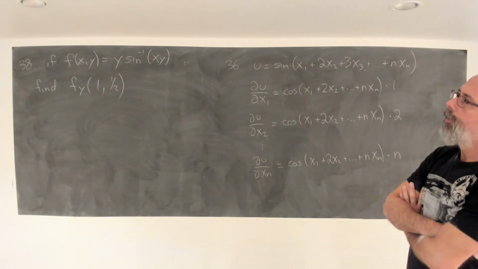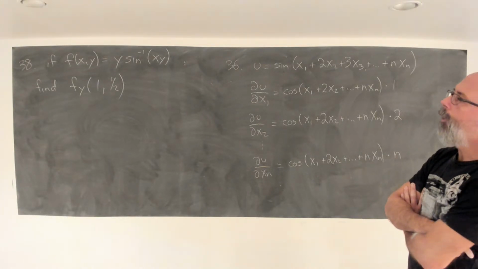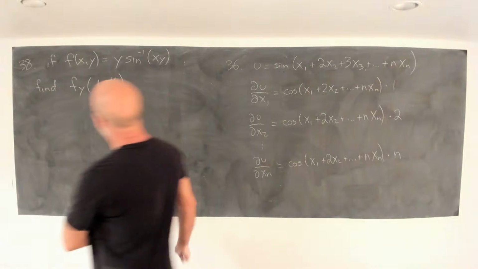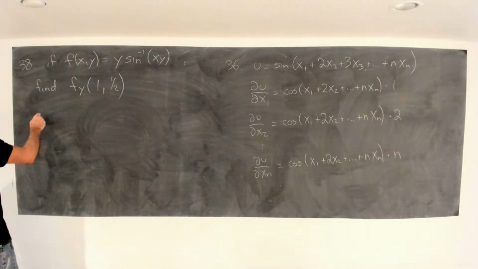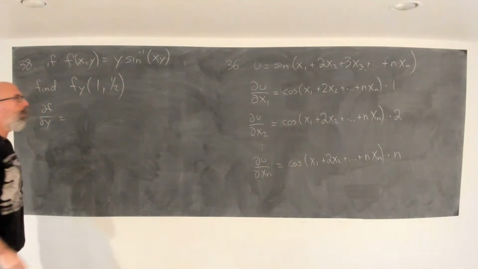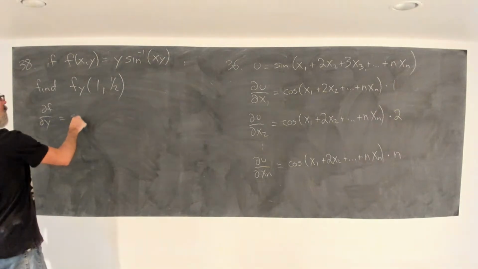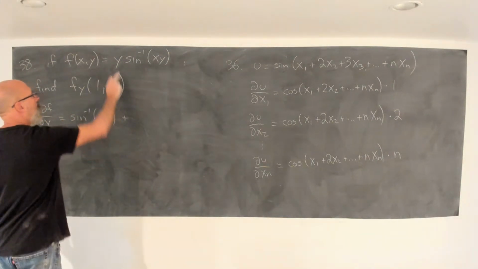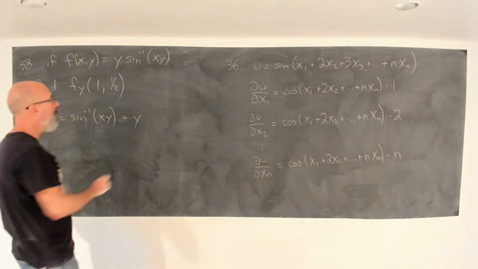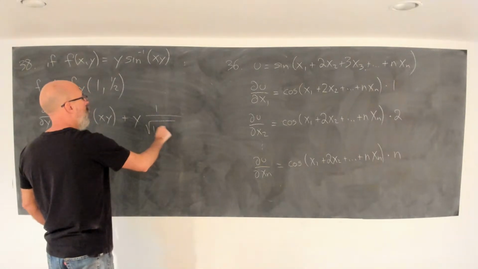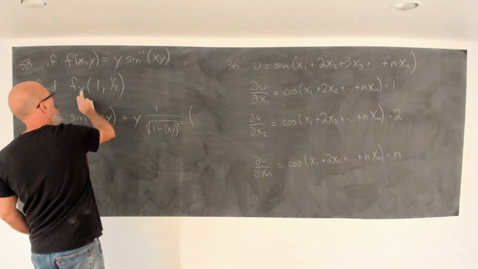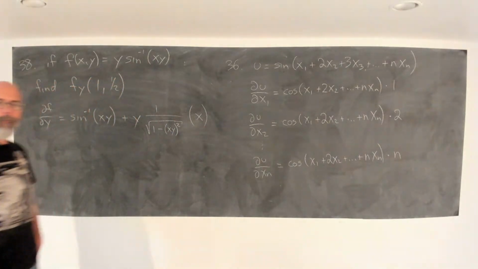All right, consider this. We have this function. We're looking for the partial derivative of f with respect to y at the point (1, 1/2). So let's start with df/dy. You recognize that you've got a product, so the product rule applies. This is arcsine of xy plus, leaving the y fixed, differentiate the arcsine. I'm sure you remember the derivative of arcsine, right? 1 over the square root of 1 minus (xy) squared, times the derivative of the inside with respect to y, so times x.